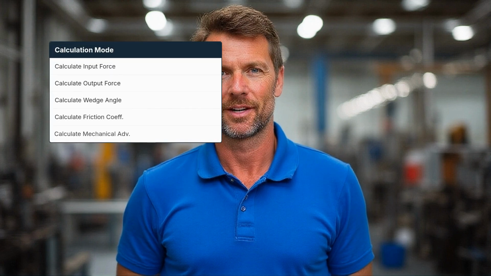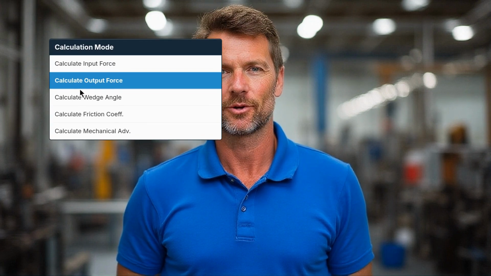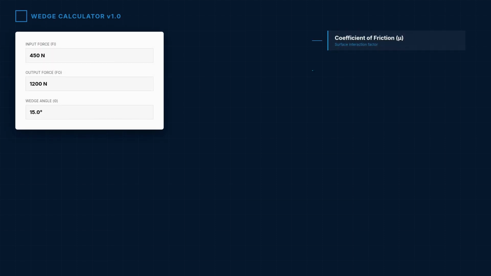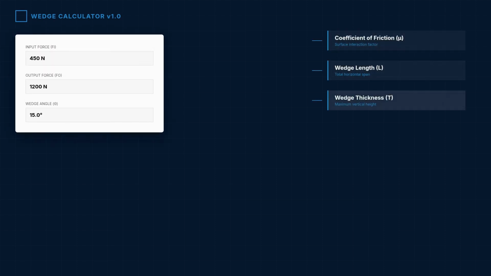There are 7 input fields: input force in newtons, output force in newtons, wedge angle in degrees, coefficient of friction mu, wedge length in millimeters, wedge thickness in millimeters, and mechanical advantage.